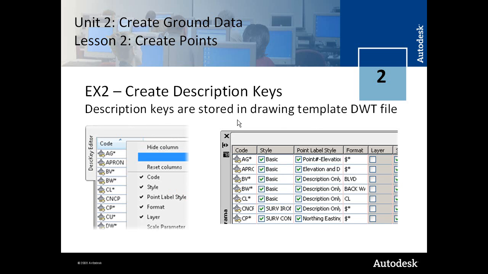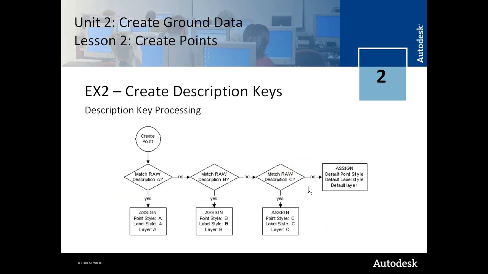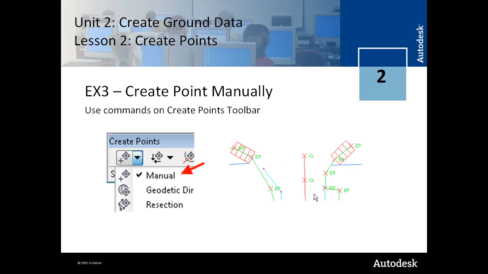And here is some more information on description keys. Of importance is that they are stored in the drawing template file, and the processing for the description keys: you create the point, and then it checks the raw description, and if it matches the description, it assigns the point style, the label styles, and the layer. Otherwise, if it doesn't find it, it assigns the default point style, default label style, and the default layer.